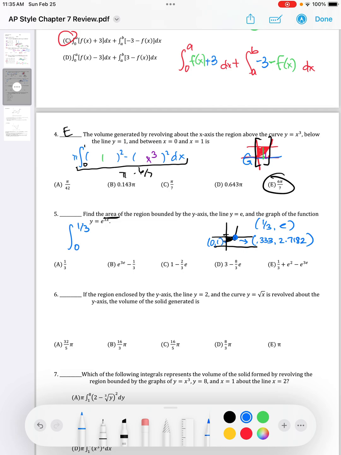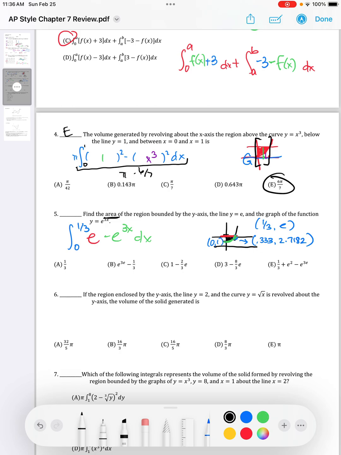And we're just going to do the upper function minus the lower to find that area between the curves. So the upper function is e, and I'm going to subtract off the lower function, which is e to the 3x dx. Now as I look at all these answers, none of these answers are in decimals. They are all here in terms of e. So let's take this integral by hand.